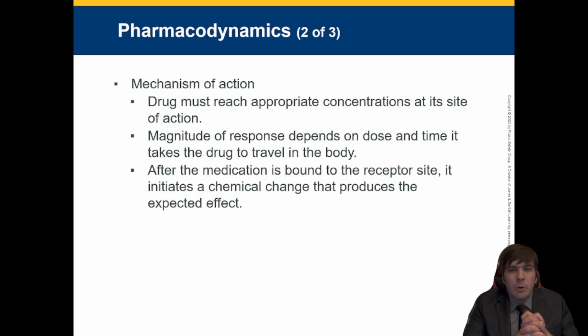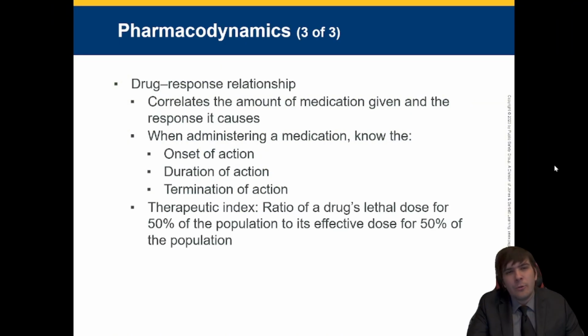Drug must reach appropriate concentrations at its site of action. Magnitude of response depends on dose and time it takes the drug to travel in the body. After the medication is bound to the receptor site, it initiates a chemical change that produces the expected effect. Drug-response relationship correlates the amount of medication given and the response it causes. When administering a medication, know the onset of action, the duration of action, and the termination of action.